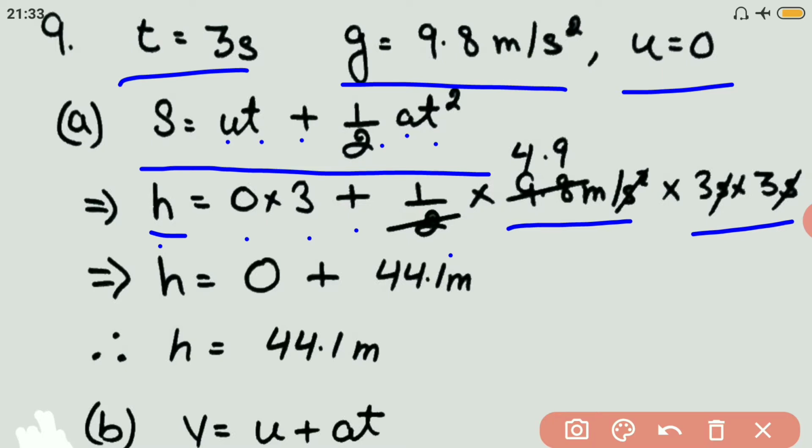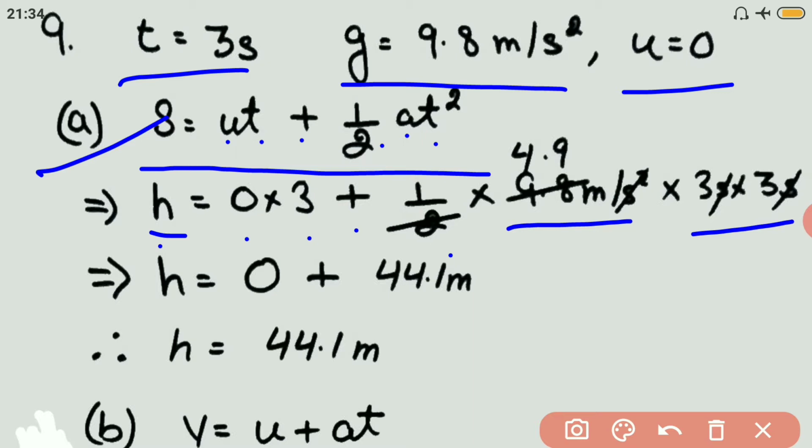Now you can ask me a question: why only this formula here? Why not v equals u plus at? Because the final velocity is not given. Why not v square equals u square plus 2as? Again, the final velocity is not given. These are the things which are not given, so you need to take care of that. So I have to use this formula, s equals ut plus half at square.